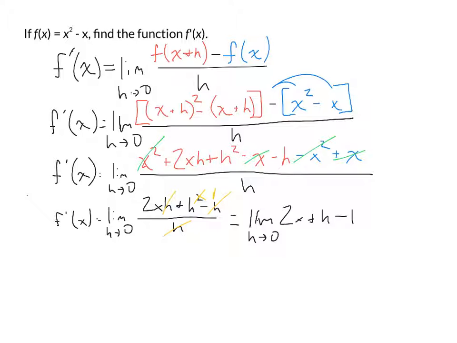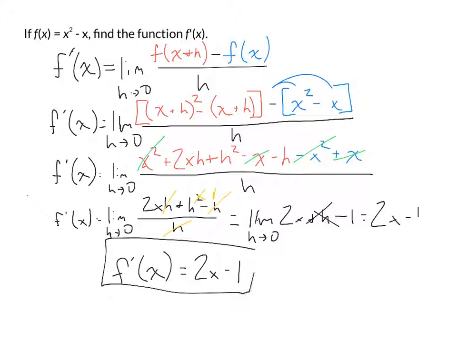And when we do our direct substitution by putting 0 in for h, that's going to go away, and we just have 2x minus 1. So the derivative of f of x is 2x minus 1. And that's how that is done. And for now we are finished.